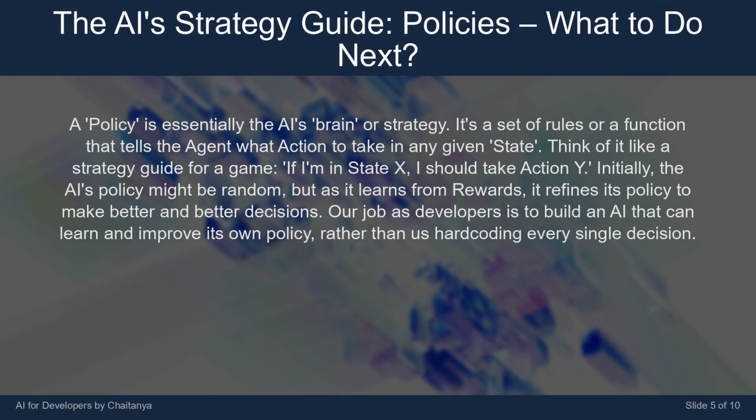A policy is essentially the AI's brain or strategy. It's a set of rules or a function that tells the agent what action to take in any given state. Think of it like a strategy guide for a game. If I'm in state X, I should take action Y.